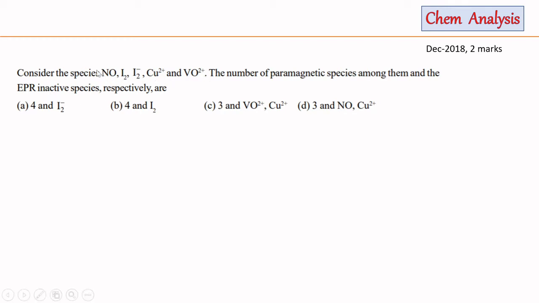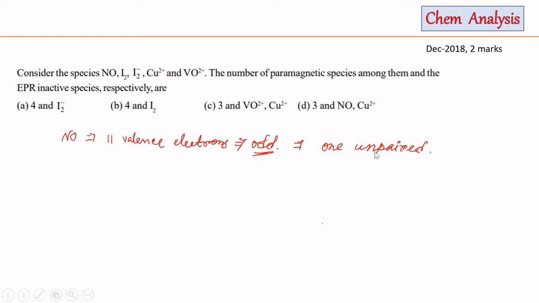So if you see the electronic distribution for these different complexes, for the first one, NO, nitrogen will contribute 5 valence electrons and oxygen will contribute 6 valence electrons. Therefore there are 11 valence electrons, and this number is odd. If we distribute these 11 electrons in the molecular orbital of NO, there must be at least one unpaired electron, and this will be paramagnetic. The species containing unpaired electron should be paramagnetic, and if it does not contain any unpaired electron, then it will be diamagnetic and also EPR inactive.